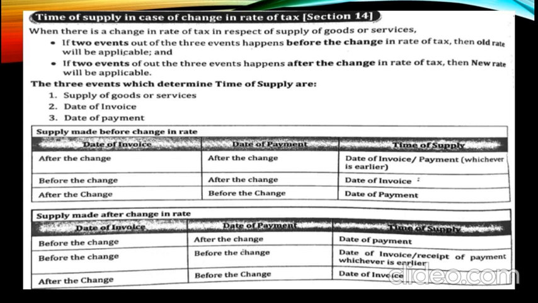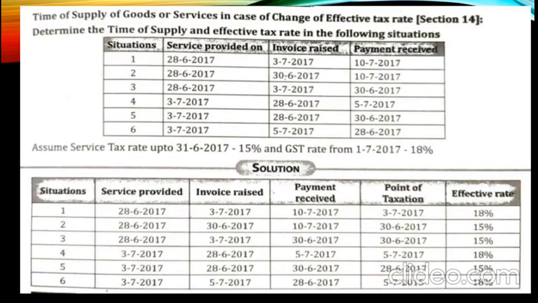So let us get into the problem to understand it more clearly. This is the problem: time of supply of goods or services in case of change of effective tax rate, section 14. Determine the time of supply and effective tax rate in the following situations. They have given us 6 situations, and they have given the service provided date, that is the date of supply of goods or supply of service.